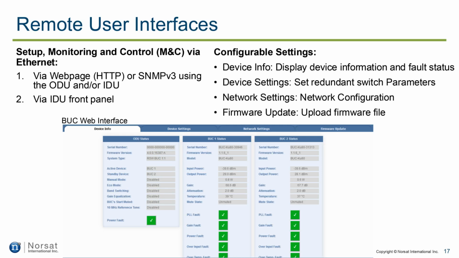Settings that can be configured include Device Info, which provides detailed information about the device used in the redundant switch system and includes the fault status. Device Setting, where users can set redundant switch-specific settings and adjust fault thresholds. Network Settings, which allows network configuration to ensure the system is connected and remotely accessible, and Firmware Update, which allows the user to upload the most recent firmware file.